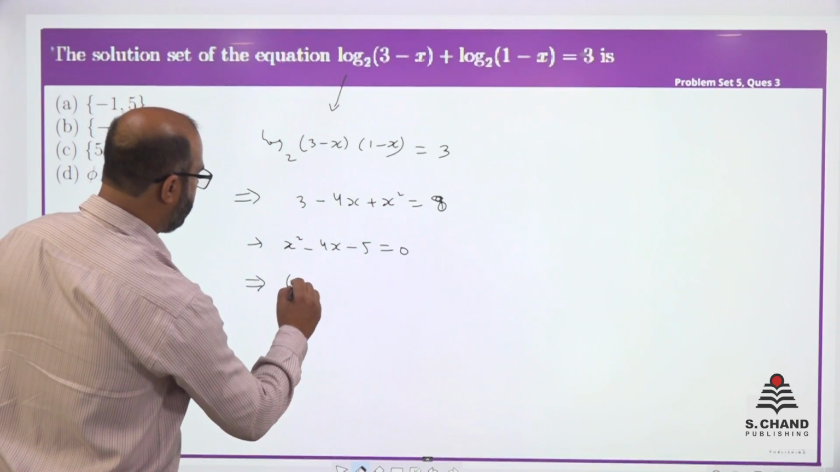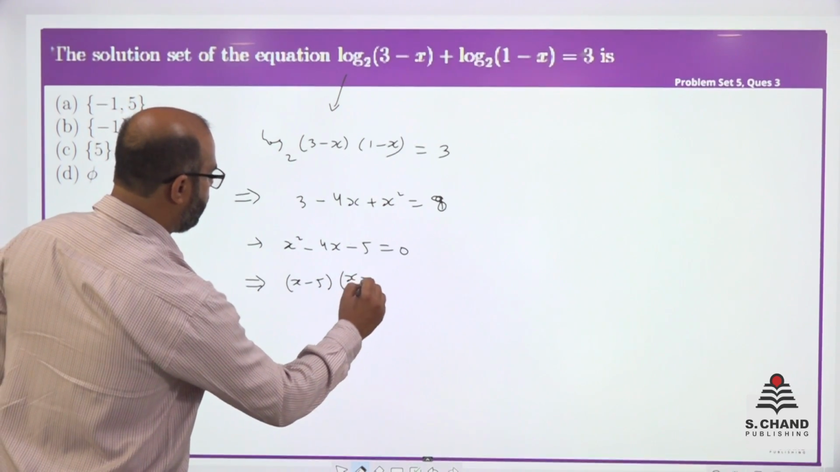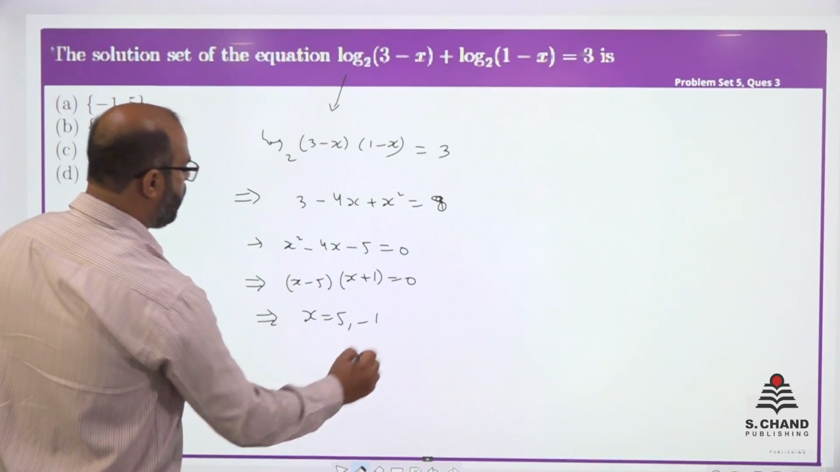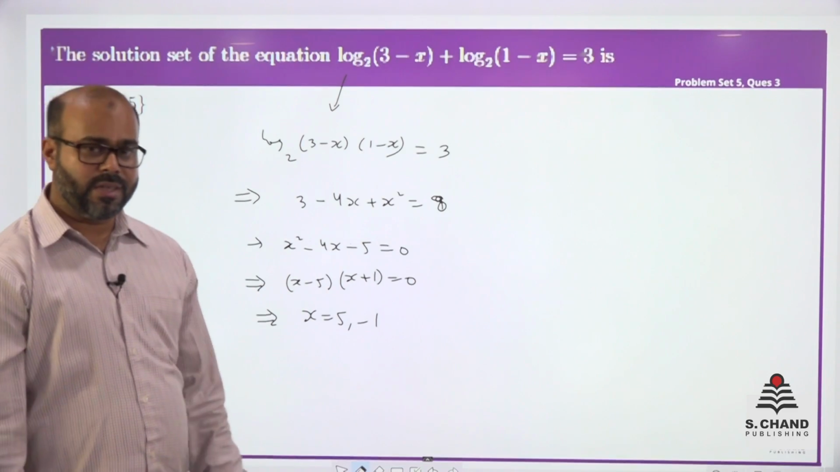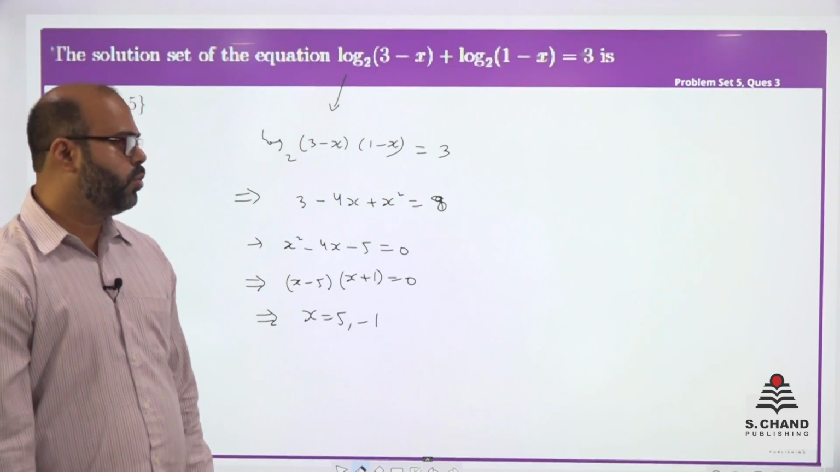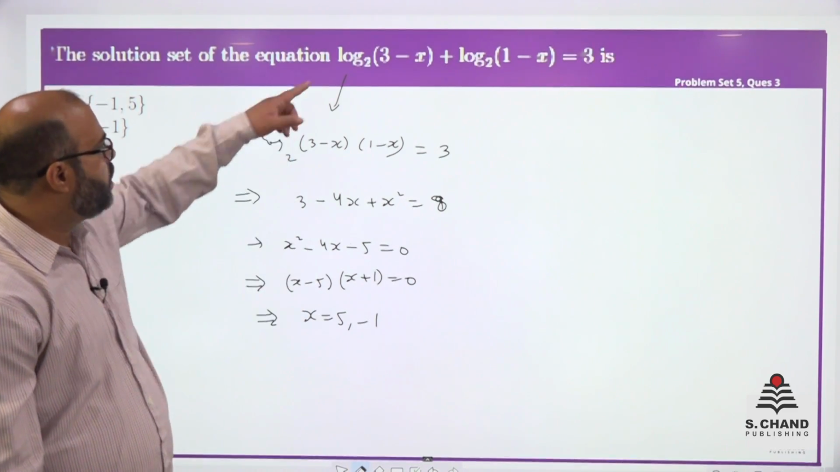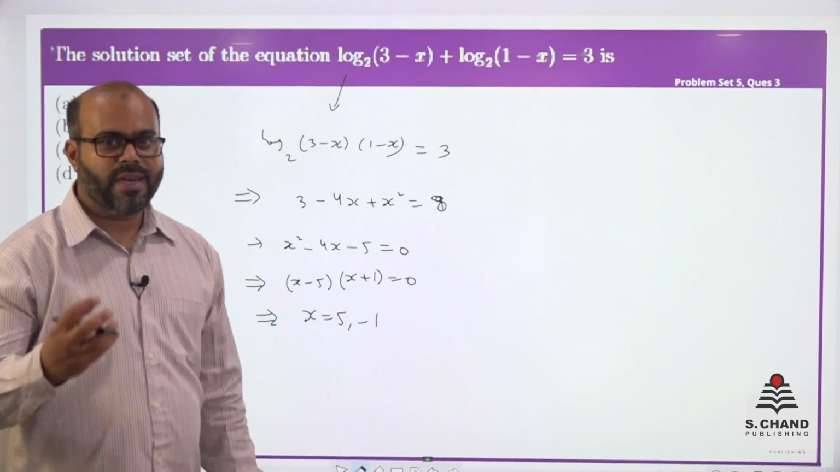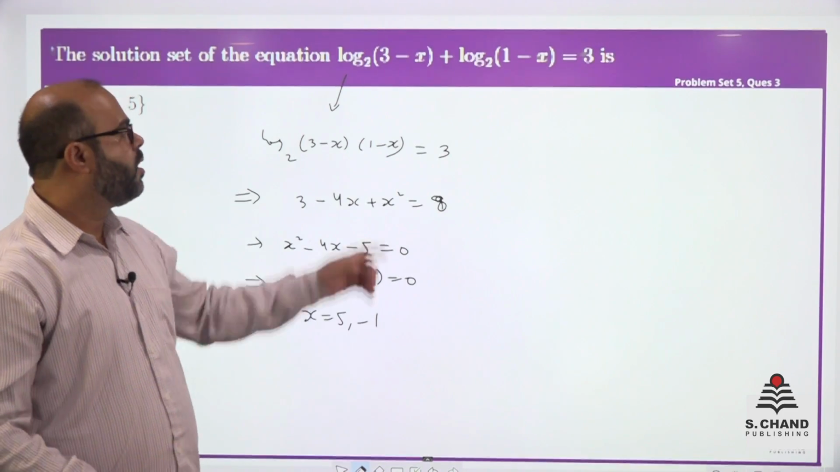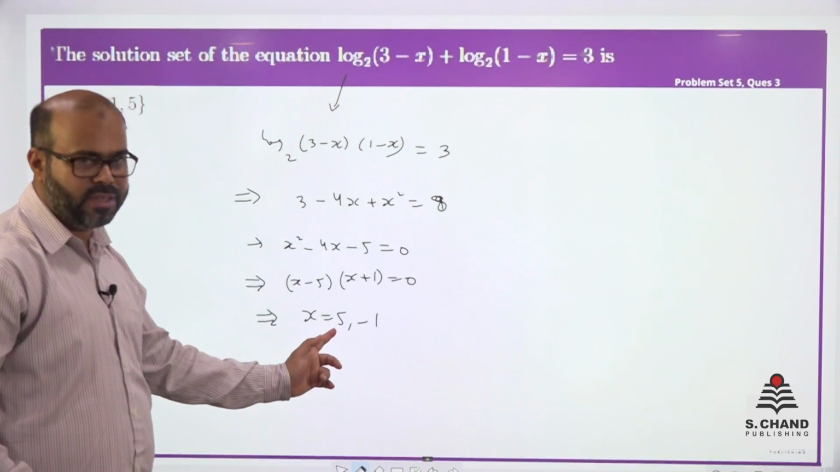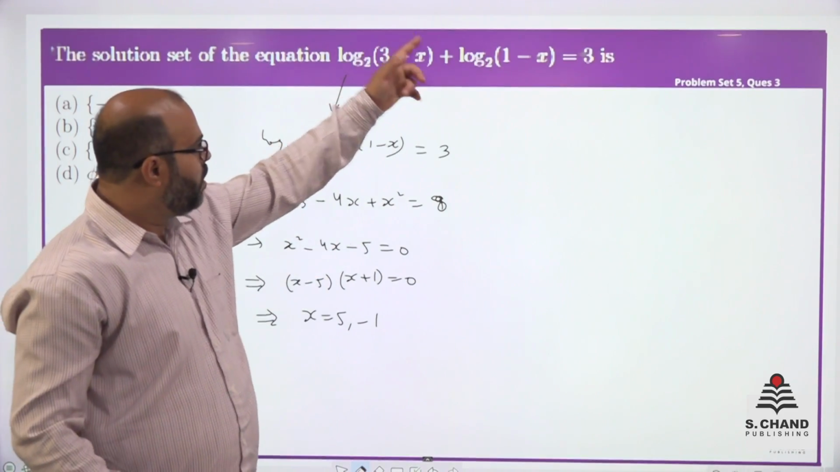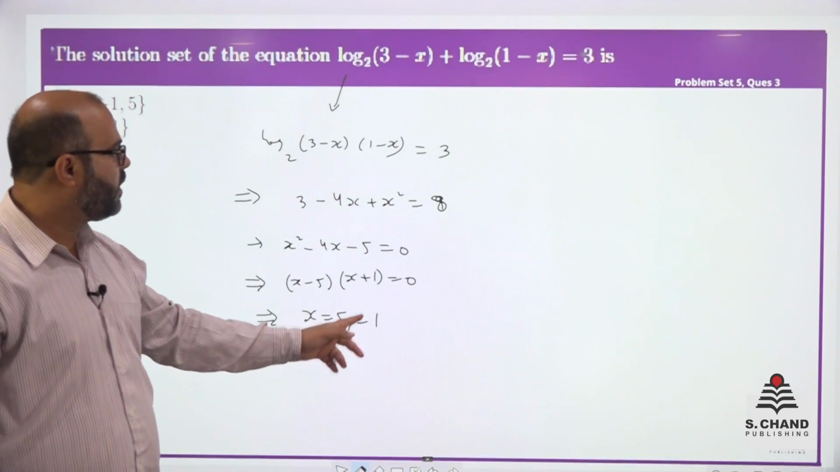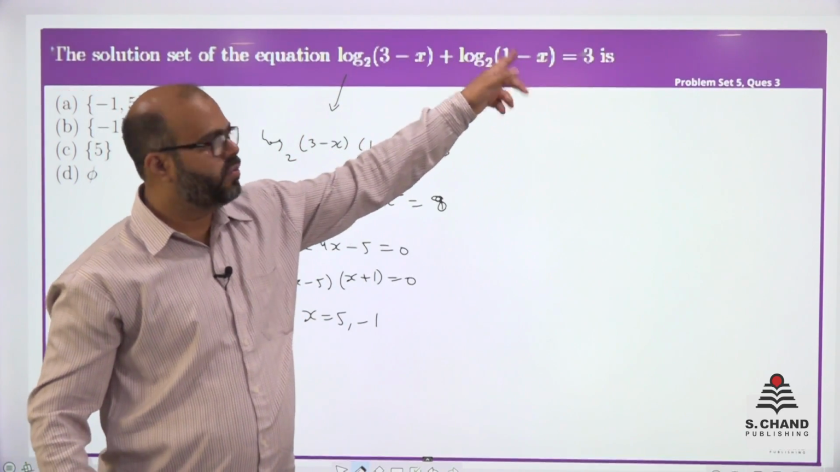By middle term splitting, you will get (x minus 5) into (x plus 1) is equal to 0. From there, x is equal to 5 and minus 1. Again, both are coming as the solution, but are both the solution of the equation? No, both are not the solution, because the original equation has log of 3 minus x and log of 1 minus x. So, inside the log, the value should be positive, but 3 minus x will be negative if x is 5. Similarly, 1 minus x will also be negative. So, no way of taking 5 as the solution. Minus 1 can be taken because this will be positive and this will also be positive.